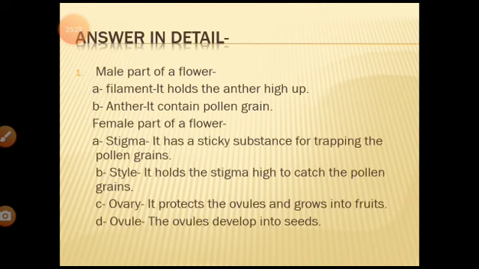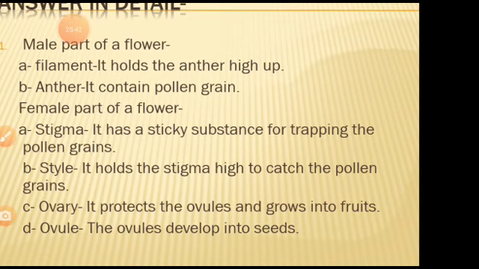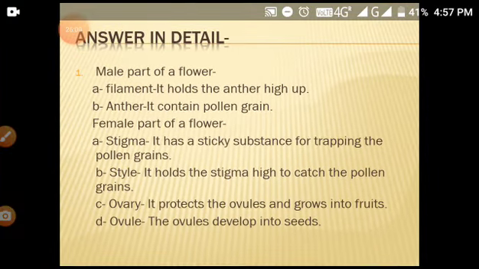Then next is answer in detail. The male part of a flower: A, filament, it holds the anther high up. B, anther, it contains pollen grains. Female part of a flower: A, stigma, it has a sticky substance for trapping the pollen grains. B, style, it holds the stigma high to catch the pollen grains. C, ovary, it protects the ovules and grows into fruits. D, ovule, the ovules develop into seeds. This is the answer number 1.